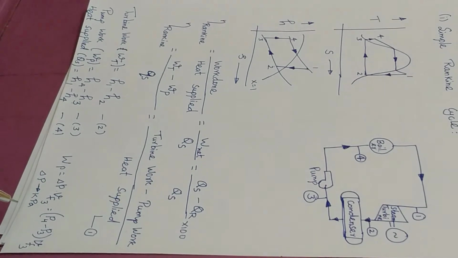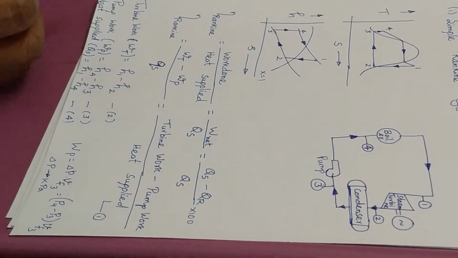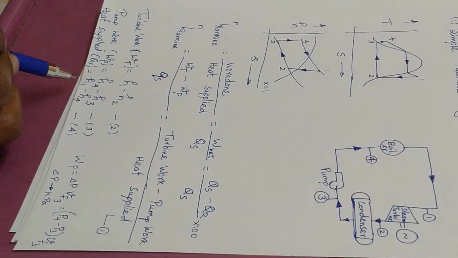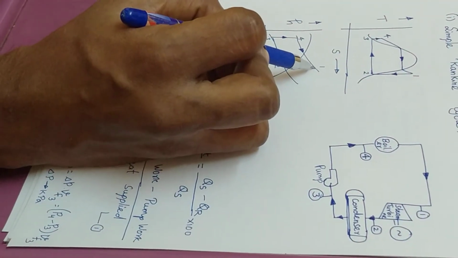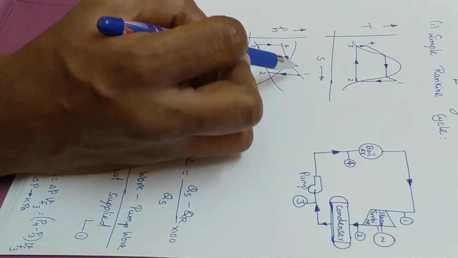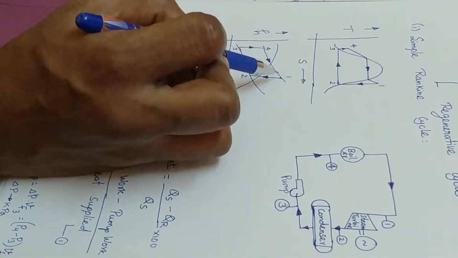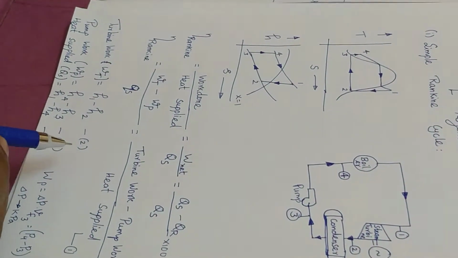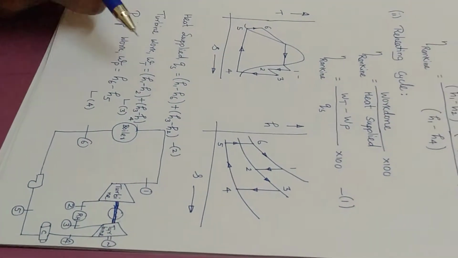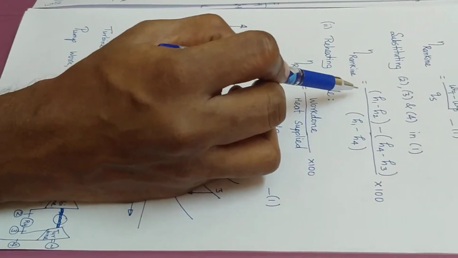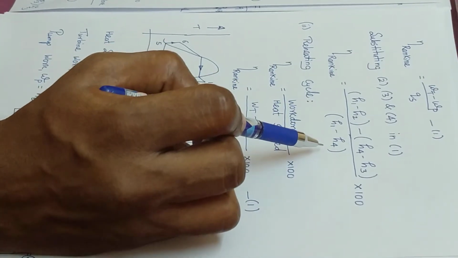But the condition here is that the pressure difference should be in kilopascals. Heat supplied is found from the difference between H1 and H4, because here is a boiler, the maximum temperature is T1 and the minimum temperature is T4. Therefore H1 minus H4 will give how much heat is supplied in the boiler. Let us substitute equations 2, 3 and 4 in equation 1. We get the efficiency of the Rankine cycle equal to (H1 minus H2) minus (H4 minus H3) divided by (H1 minus H4).